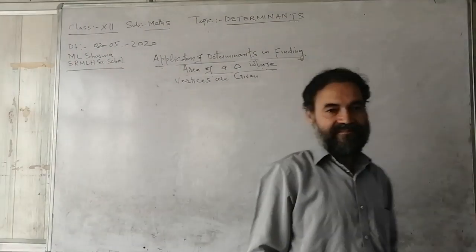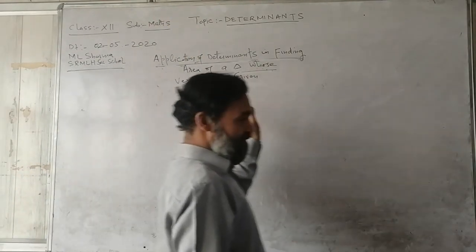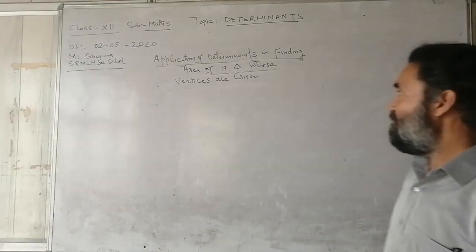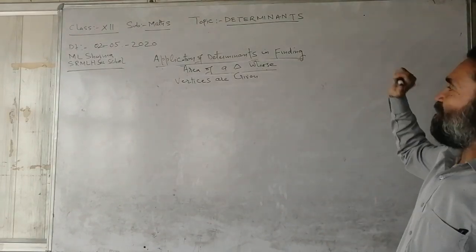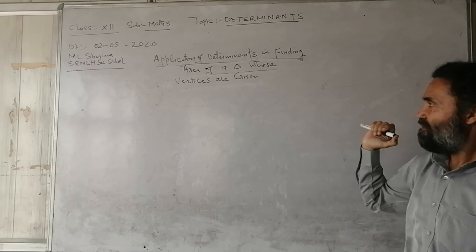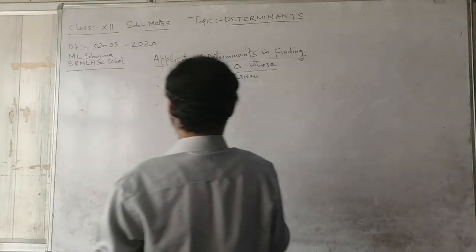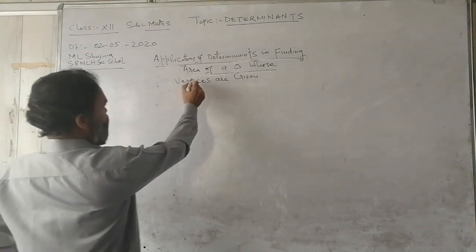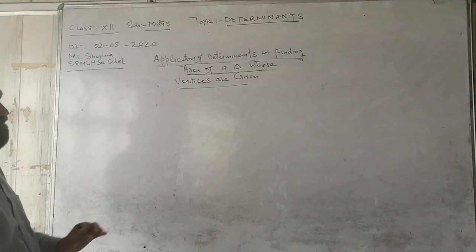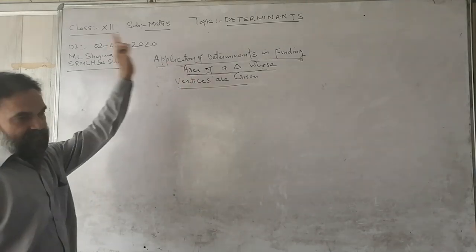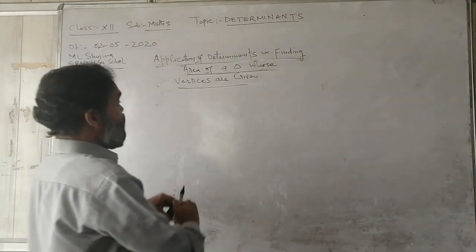Welcome back again with the same topic, determinants. Today I will show how determinants are helpful in calculating the area of a triangle. Today's topic is to find the area of a triangle whose vertices are given with the help of determinants. So let us start the topic.